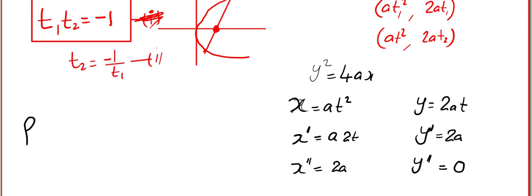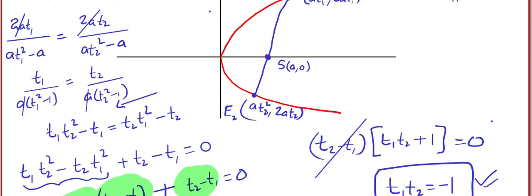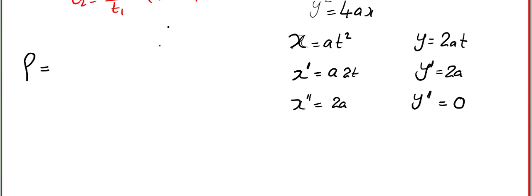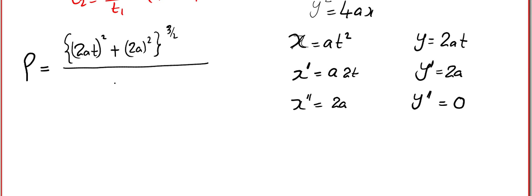Now, the formula rho is equal to, you can check the formula, I kept it. So let's plug in everything into the formula. So x dash 2at plus x dash squared, by the way, plus y dash squared. So (2a) the whole square, the whole power 3 by 2, the whole divided by x dash y double dash, that's 0, minus x double dash into y dash.